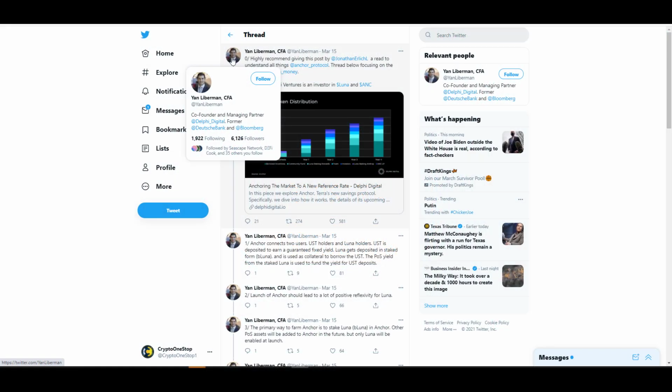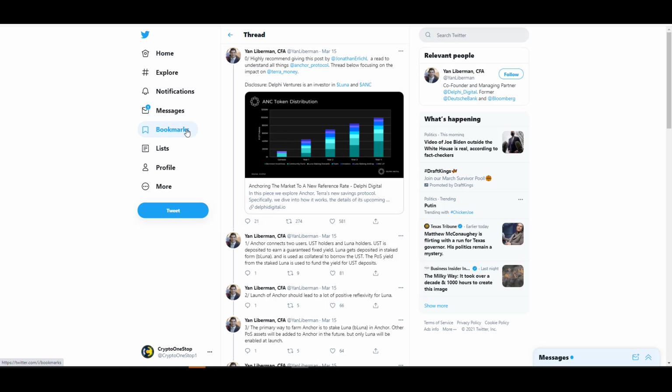Jan Lieberman, the co-founder and managing partner at Delphi Digital, wrote a pretty solid thread on the reflexivity of both the Luna and the Anchor token. In my view, this protocol is going to go a long way in helping the price of the Luna token go up, because the 20% rate is not only going to create a demand for the Luna token, which is needed to mint UST, but it's also going to create a demand for the token itself for collateralizing all the loans on the Anchor protocol.